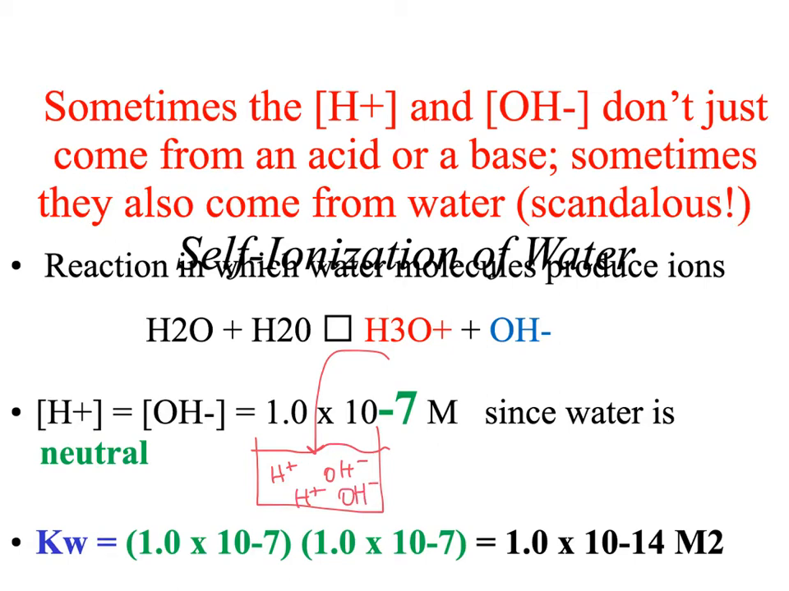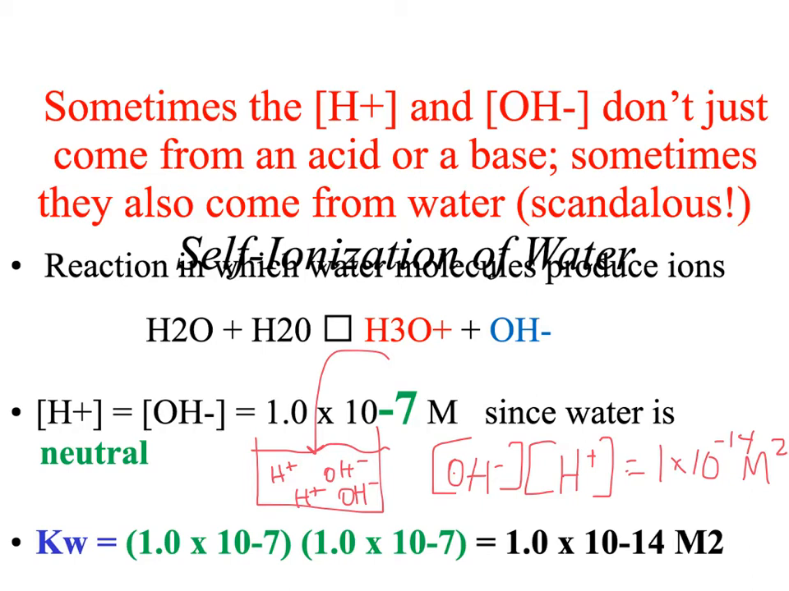Well, we know that if the only thing in the beaker is water and it ionizes, it's going to ionize into equal halves, a hydrogen half and a hydroxide half. So we know that all the time when we multiply our hydroxide times our hydrogen, it's always going to equal 1 times 10 to the negative 14th molarity squared.